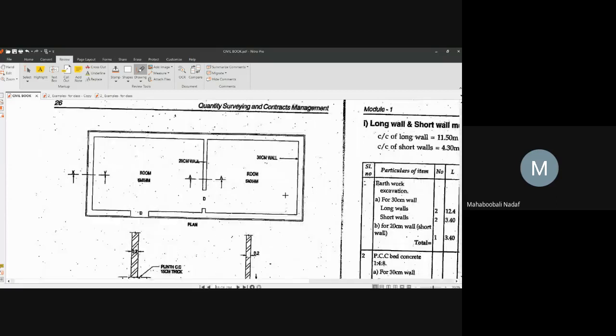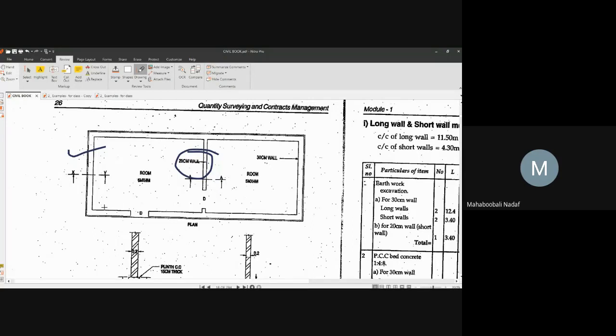Can you tell me what is the total center to center for 30 centimeters? See, in this type of wall, the center line length for the 30 centimeter wall you should calculate separately. The center line length for the 20 centimeter wall you should calculate separately. That is very, very important. Wherever two types of walls come, you should calculate separately.